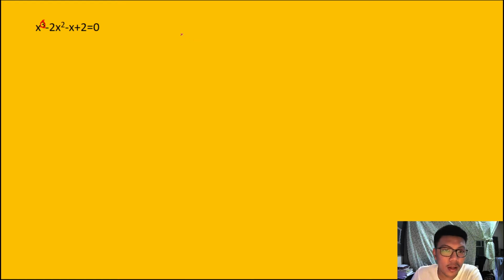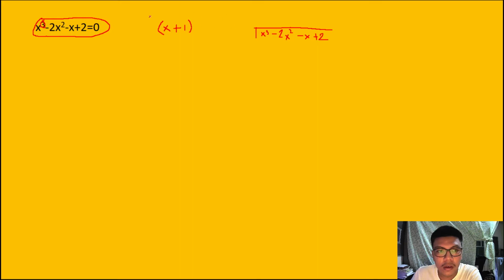So subukan natin, halimbawa x + 1, di ba? Sabi natin ito isang factor niya. So we divide this equation. Okay? So maraming paraan, ano? So we divide polynomials, ano? So we have x³ - 2x² - x + 2. Okay. Then yung ating factor x + 1.